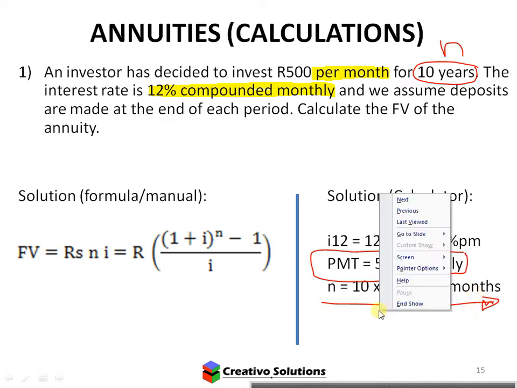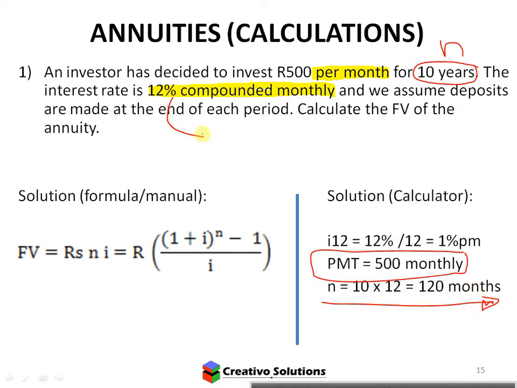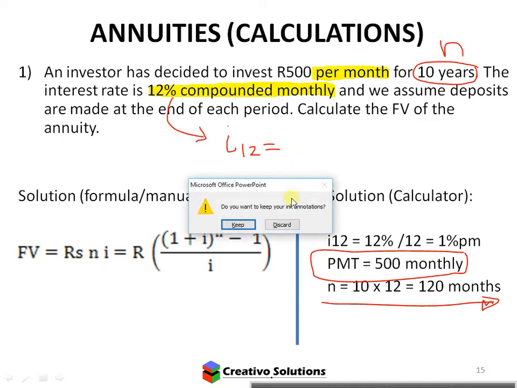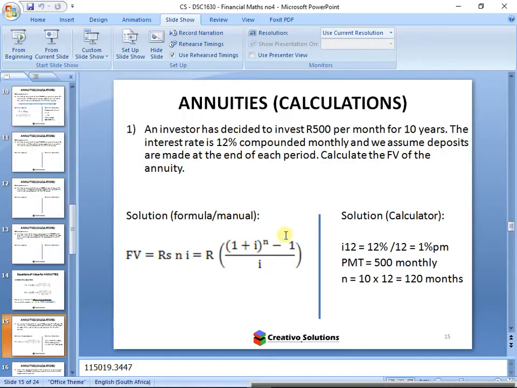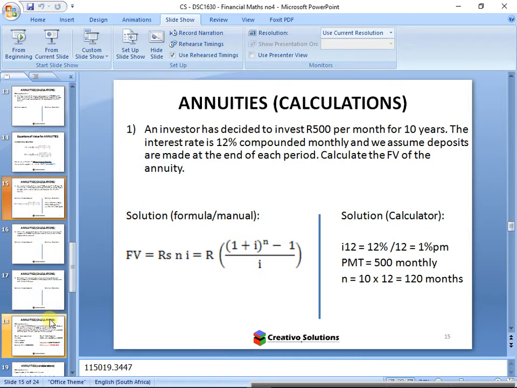Your I here is given as 12% compounded monthly. Remember, that's nominal. We have 12 divided by 12 equals I. And then solve for what? Second function clear. Try again. So 10 times 12 equals N.